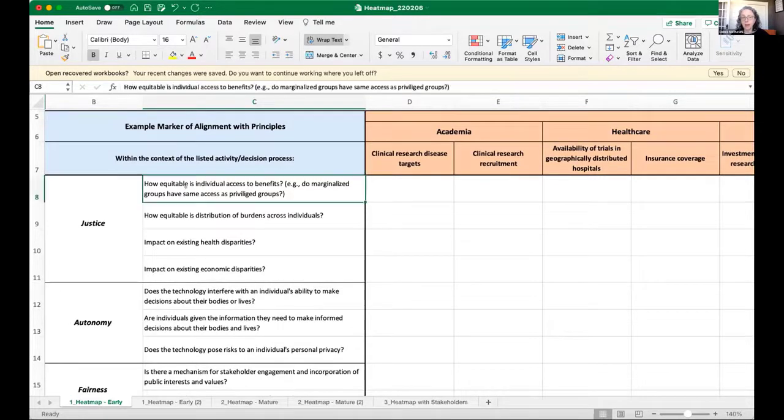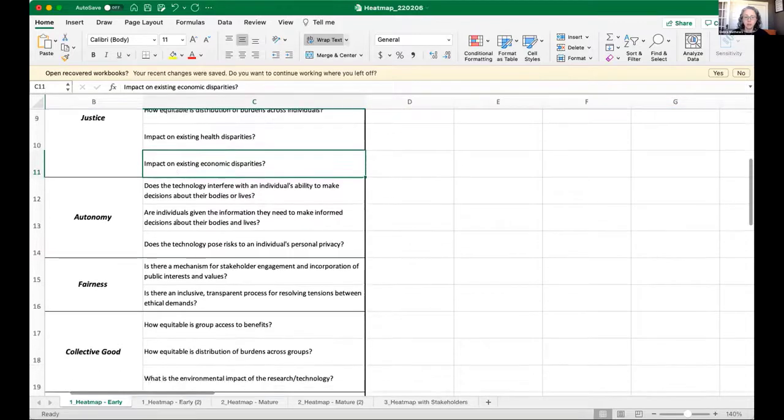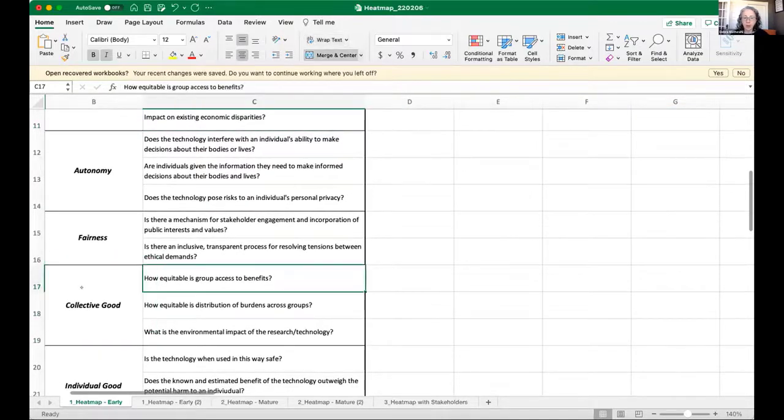So for example, how equitable is individual access to benefits? For example, do marginalized groups have the same access as more privileged groups? How equitable is distribution of burdens across individuals? What about impact on existing health disparities? Impact on existing economic disparities? Under collective good, how equitable is group access to benefits? What is the environmental impact of the research or technology?